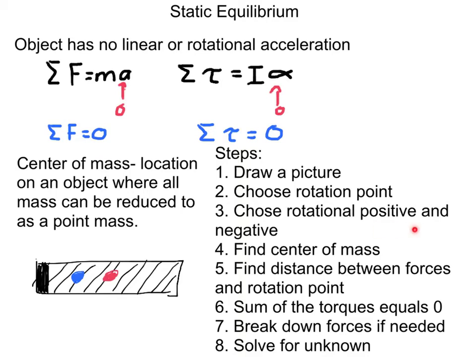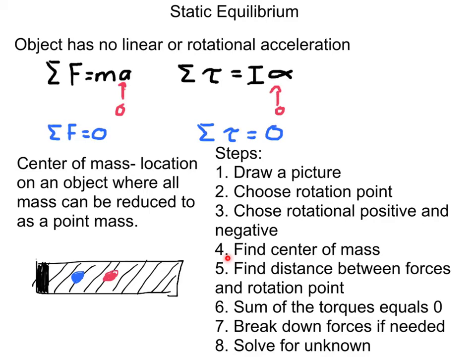3, choose positive and negative for your rotation. In other words, if it rotates clockwise, positive, counterclockwise, negative, or vice versa, because that's the sign, positive or negative, you're going to have to assign to your torques. 4, find the center of mass of any object, right, that's necessary. If there's a balance beam or something else, a wheel that's turning that has mass that you have to deal with there, find the center of mass. Another point that I should make, if the thing is rotating about its center of mass, it won't matter.